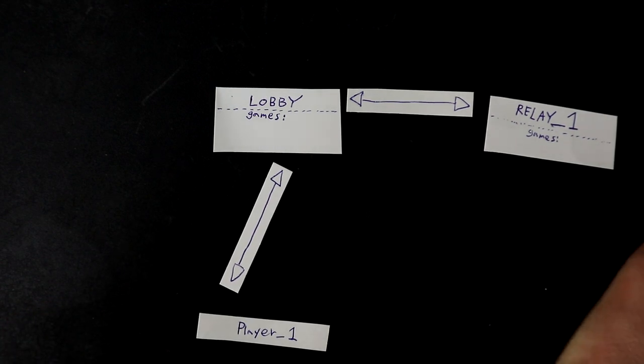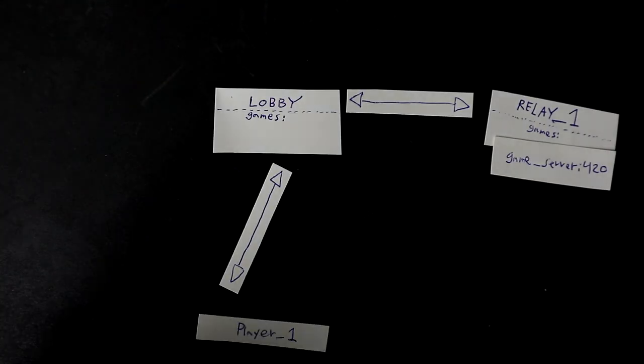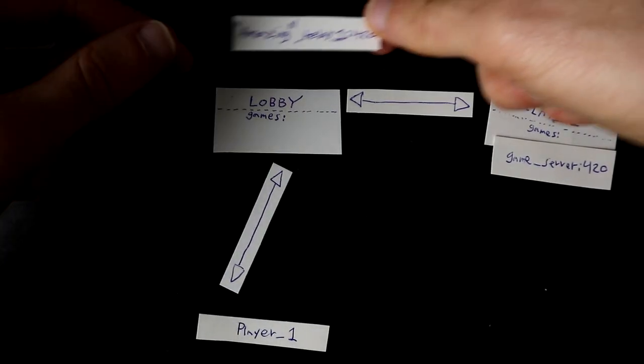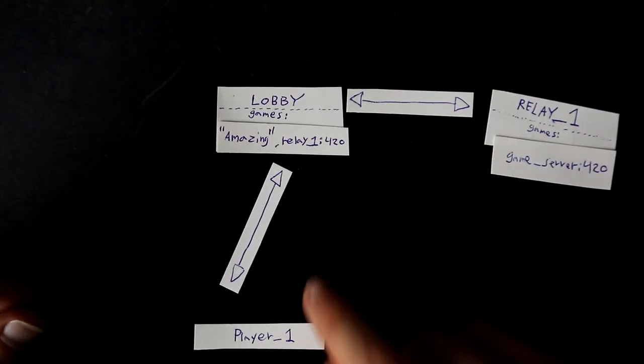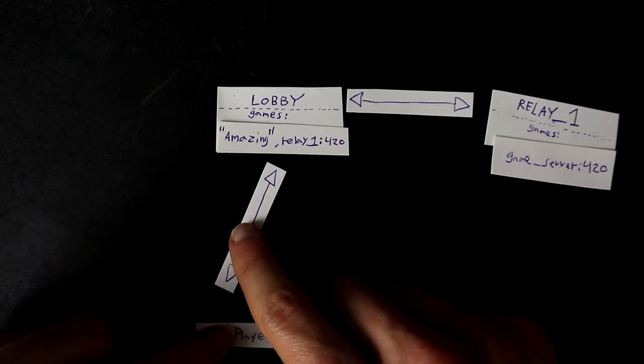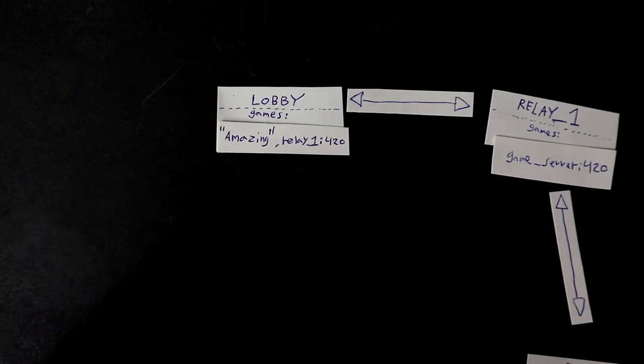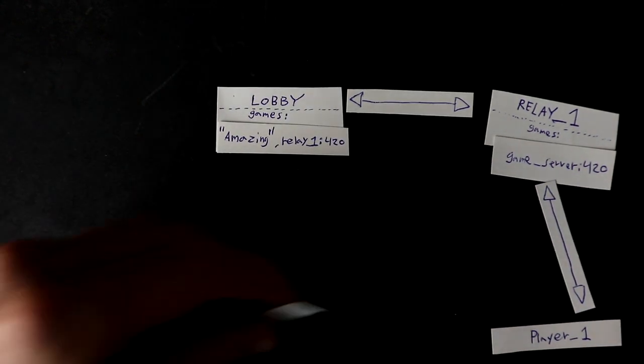So the relay will then boot up a game server. It passes this game server info back to the lobby, and now the lobby can tell the player, "Your game is hosting at 4:20." So the player connects to the game server and is happy. The player can play the game. Amazing. Player 2 comes along.